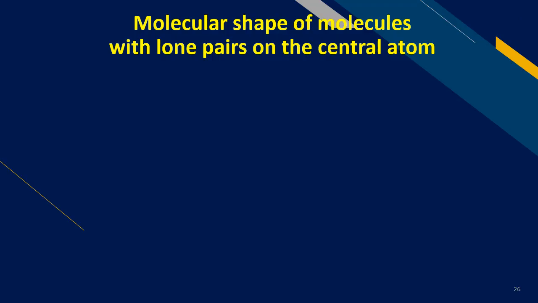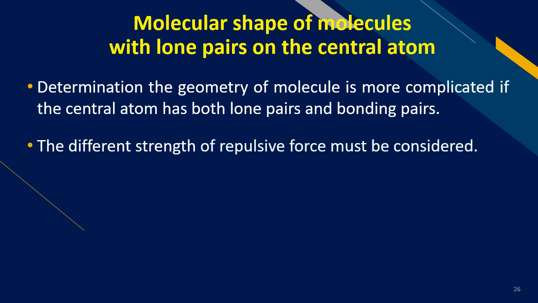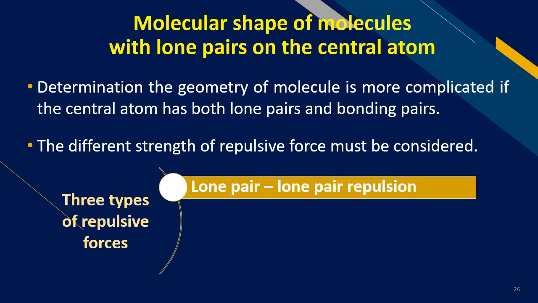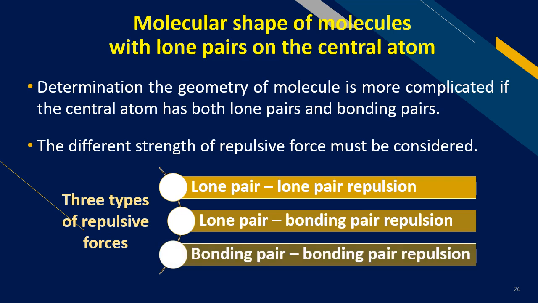Now, let us determine the molecular shape of a molecule with lone pairs on the central atom. Determining the geometry of a molecule is more complicated if the central atom has both lone pairs and bonding pairs. The different strengths of repulsive force must be considered. There are three types of repulsive forces. First, the lone pair repulsion. Next, the lone pair bonding pair repulsion and the bonding pair repulsion.